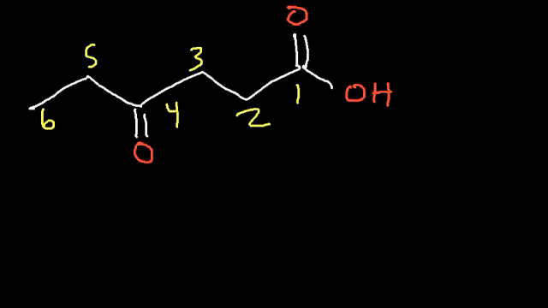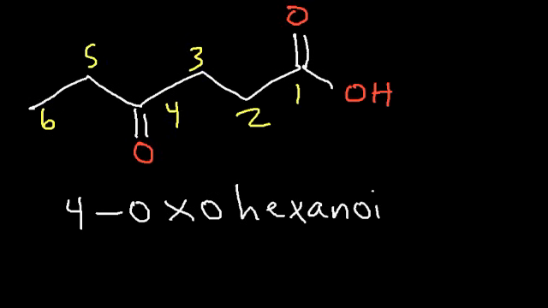So the ketone group is on number 4. And it's the substituent in this molecule, so this is going to be 4-oxo. And instead of saying hexane, it's going to be hexanoic acid, since we have a carboxylic acid. And so that's how you can name this compound.